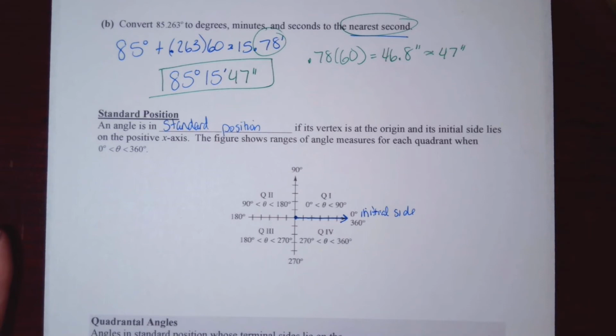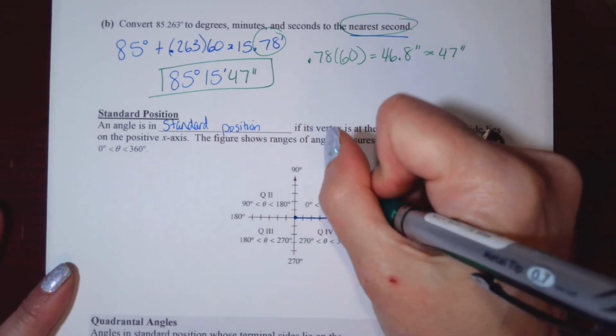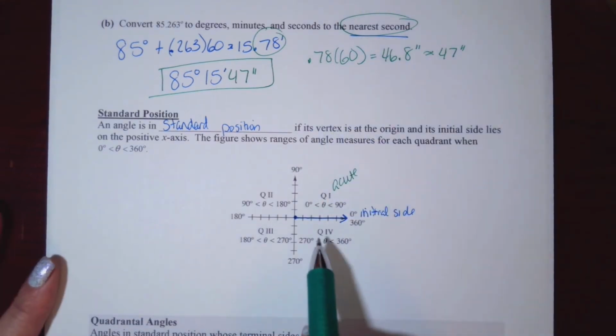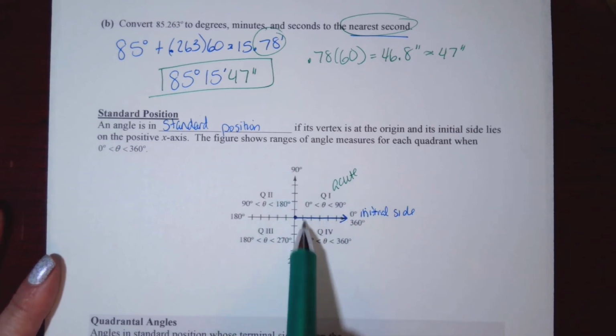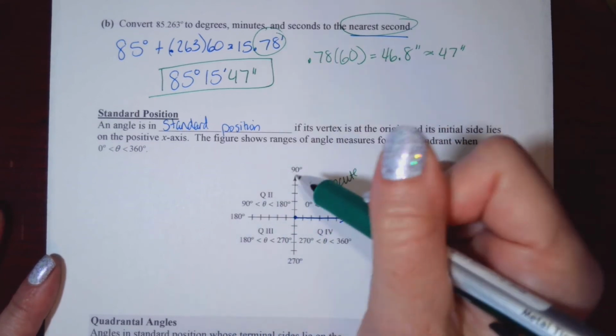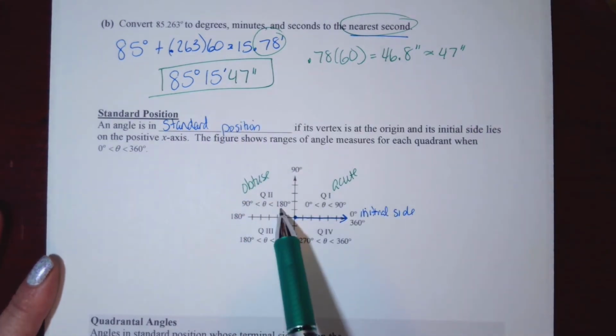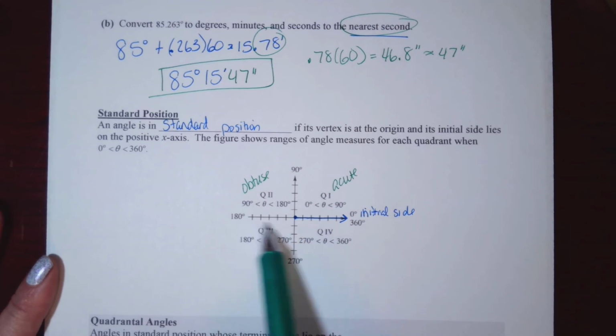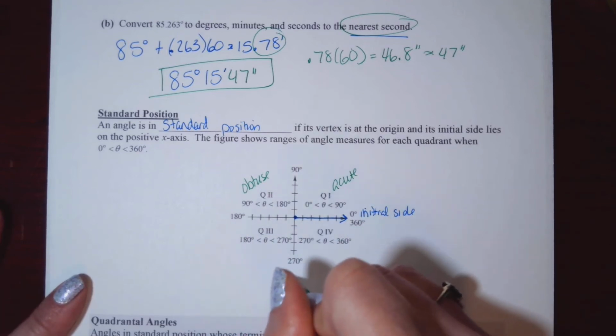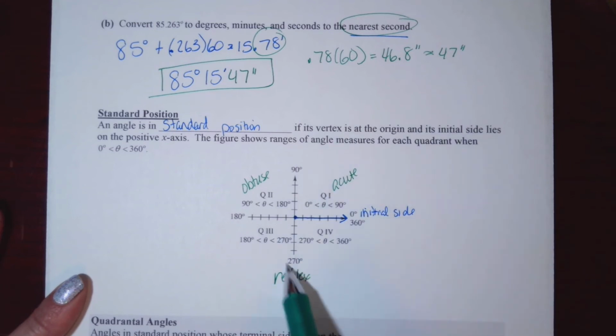And once again, it's working you through to show you where the different types of angles fall. Quadrant 1 gives us our acute angles between 0 and 90, and then I have a quadrantal angle at 90 degrees. Quadrant 2 is my obtuse angles between 90 and 180, and then I have another quadrantal angle at 180 degrees. And then from 180 to 360, I have my reflex angles, except for 270, which is another quadrantal angle.